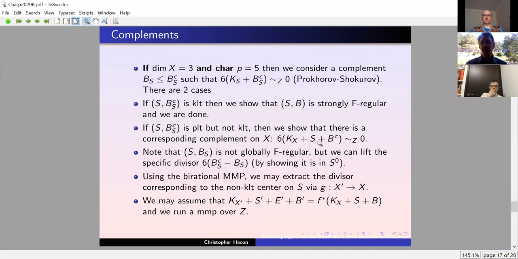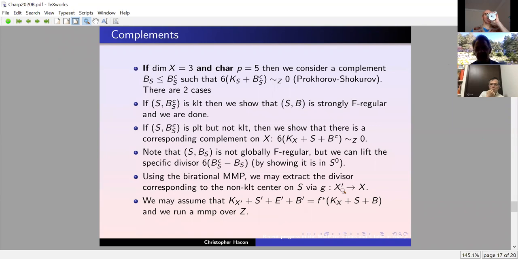Now, having a global complement on X is useful because now we can use the corresponding results that we proved in the local setting on the ambient variety. We use this pair. And so using a birational minimum model program, which we have shown previously holds in all generality, we can actually extract a divisor corresponding to this non-KLT center on S. Remember, S, B_S is PLT but not KLT, so there's an interesting log canonical center. So we can now extract that as a divisor on the ambient variety.